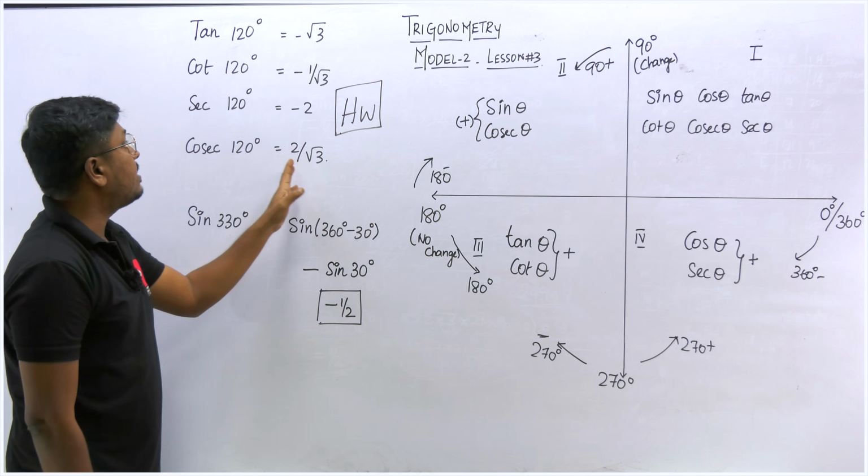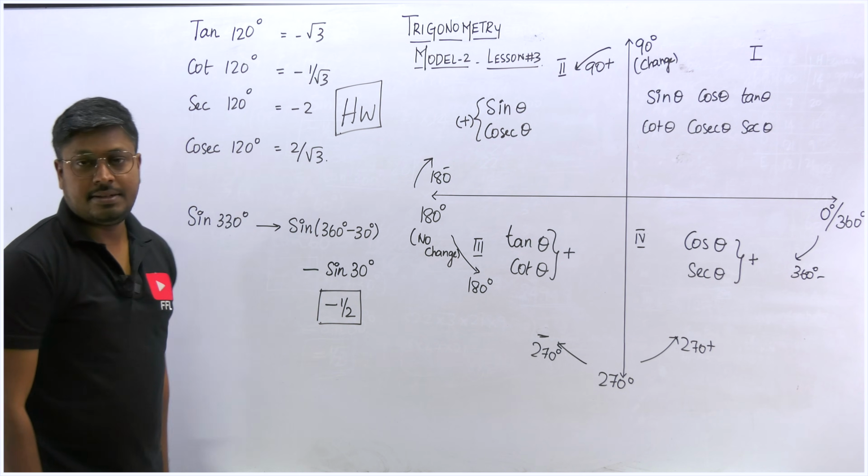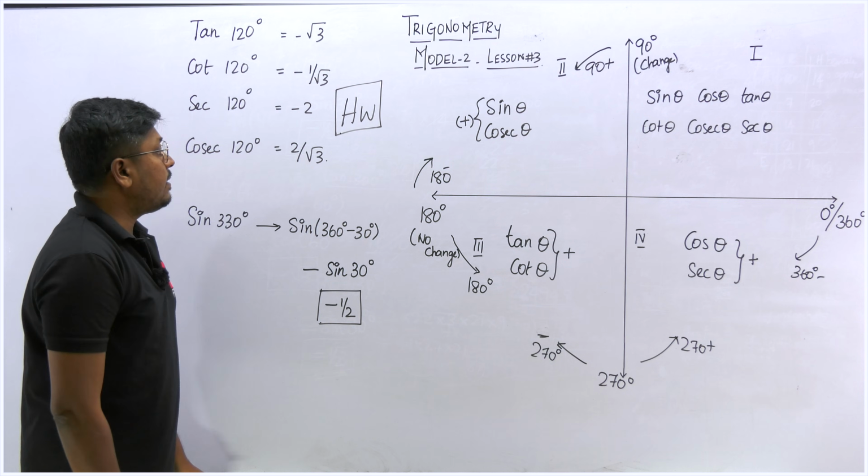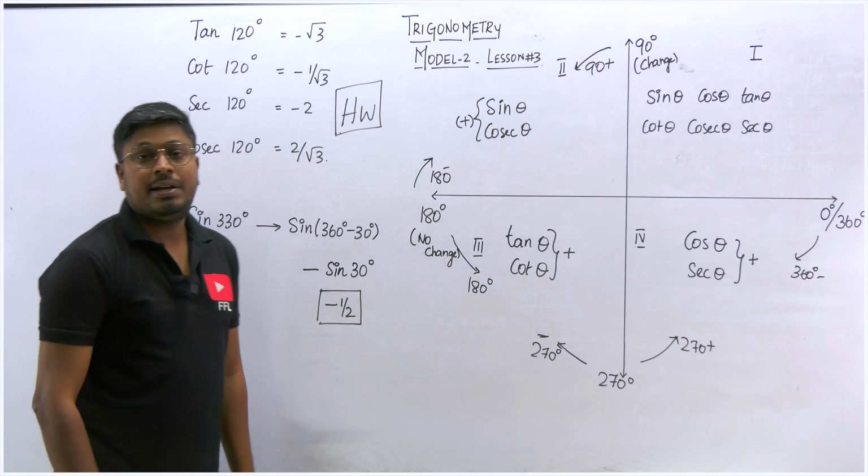I think I'm getting the answer for all these values. So kindly check this, right? That's it, friends. This is model number 2.